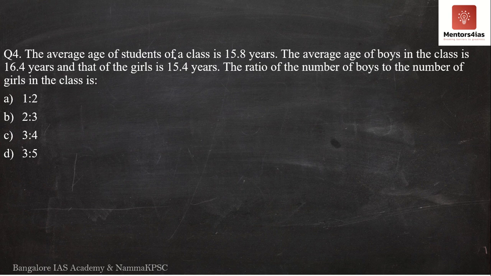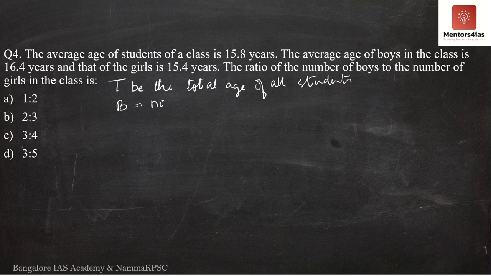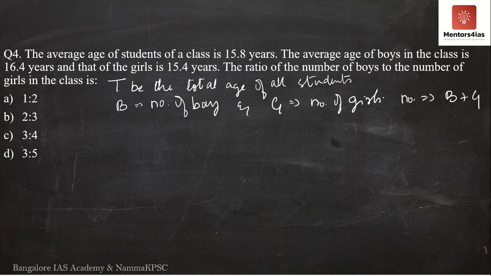So, here it is saying the average age of students of a class is 15.8 years. So, I am going to say let T be the total sum of the age of all students in the class. Now, I'm going to say let B, capital B, be the number of boys in the class, and let G be the number of girls in the class. So, what are the total number of students in the class? Total number of students will be B plus G.